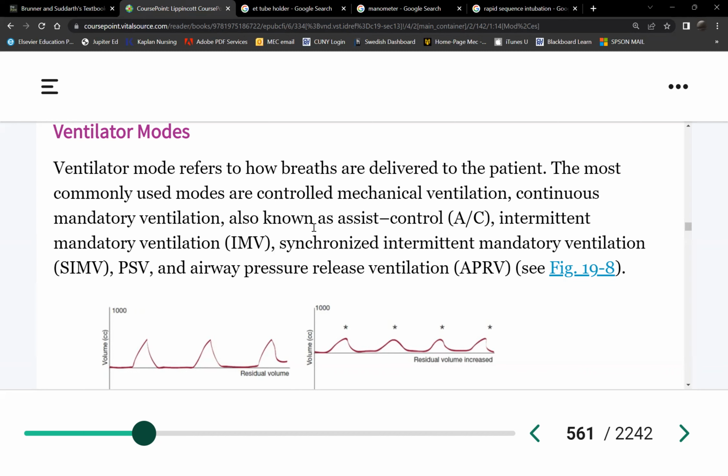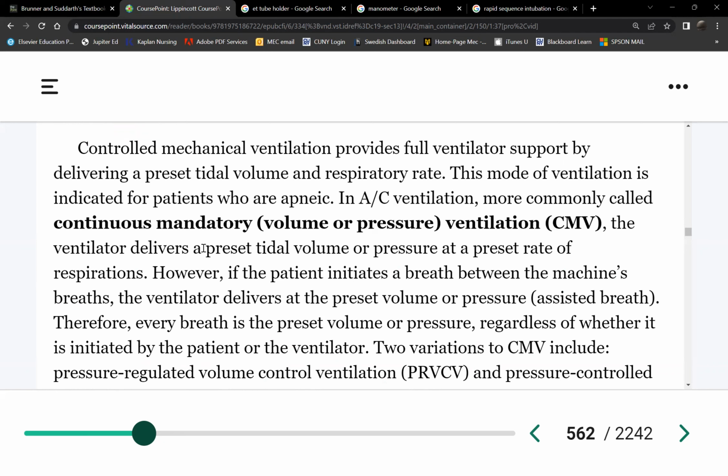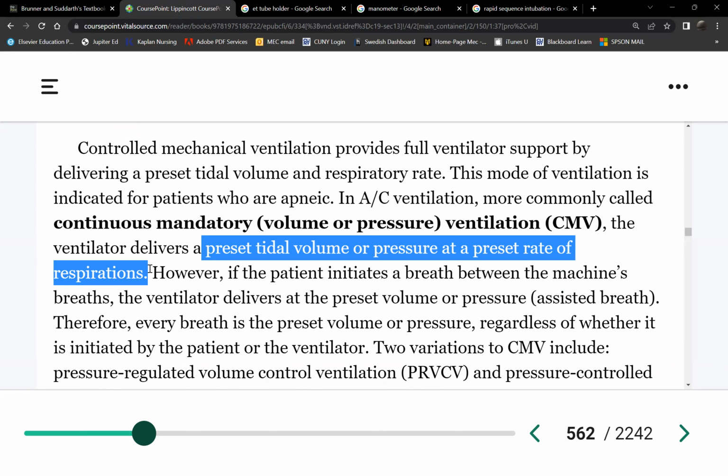Right here. So in AC, also called continuous mandatory ventilation, CMV, it delivers what again? A preset tidal volume at a preset rate. So let's say the preset tidal volume is 350. Preset rate is 12. So they will get how much? 350 how many times? 12 times every minute. Okay, you follow so far?